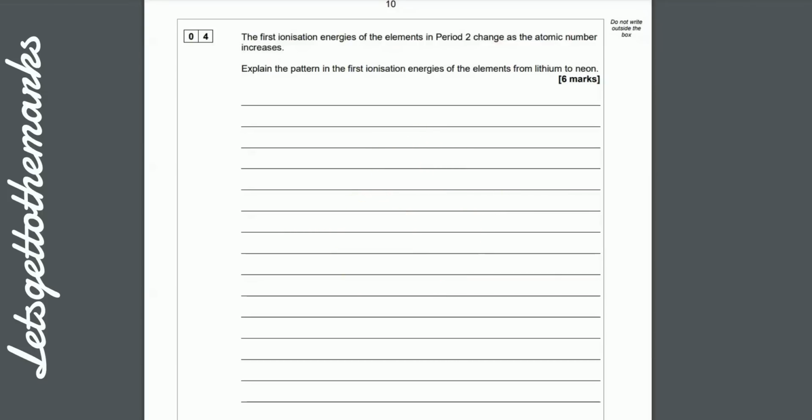The first ionization energies of the elements in period two change as the atomic number increases. Explain the pattern in the first ionization energies of the elements from lithium to neon. And this one's worth 6 marks.